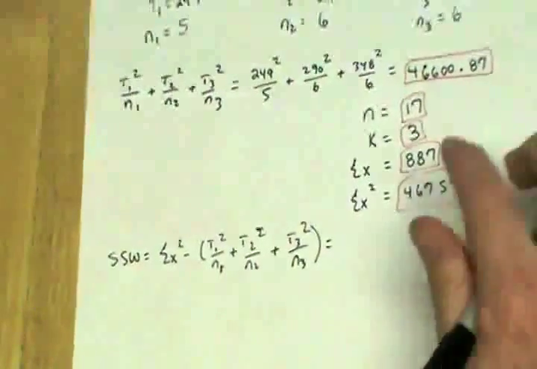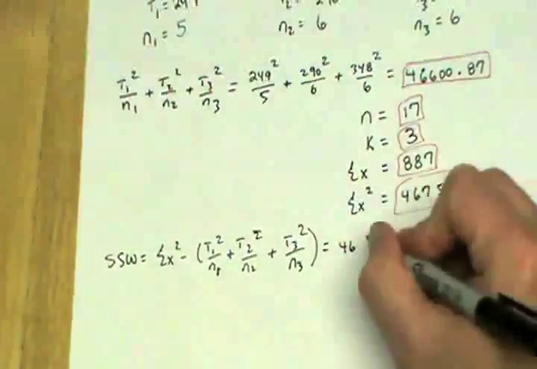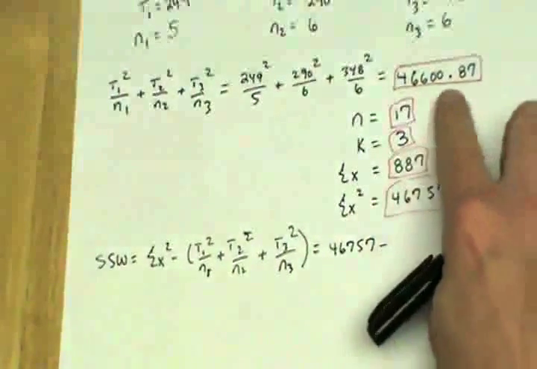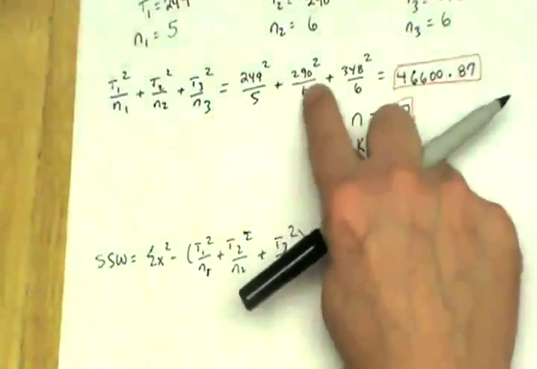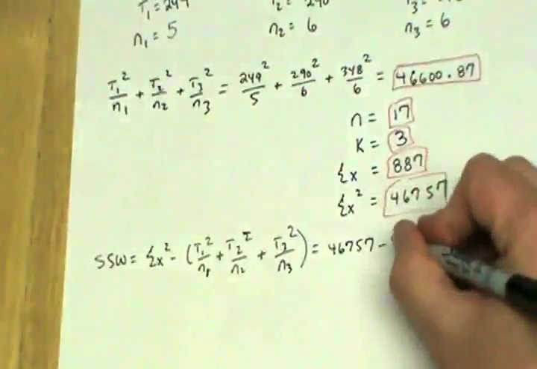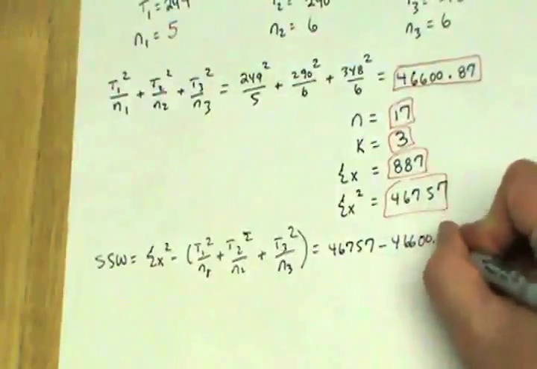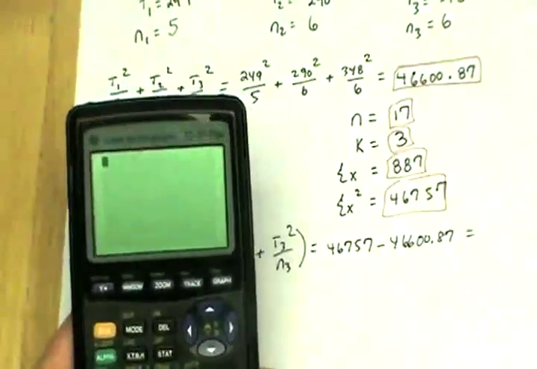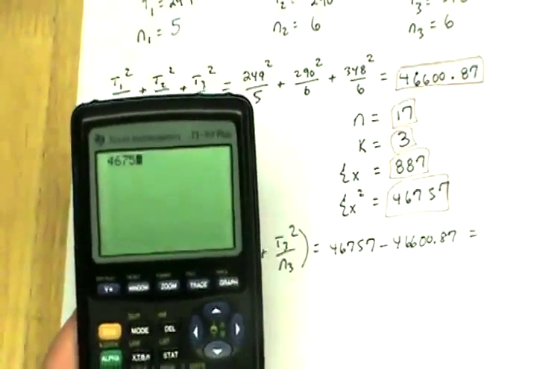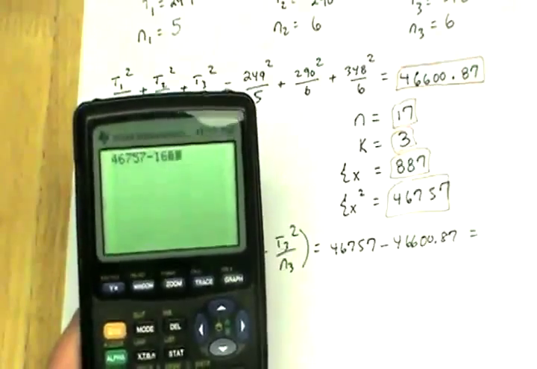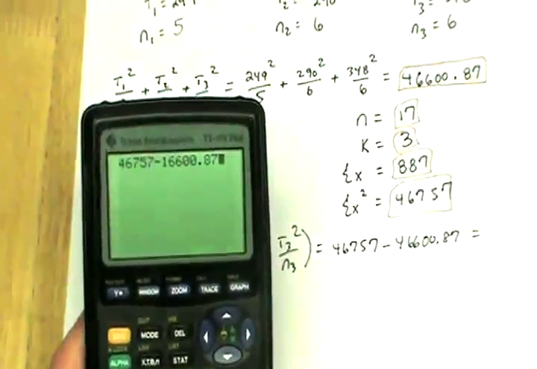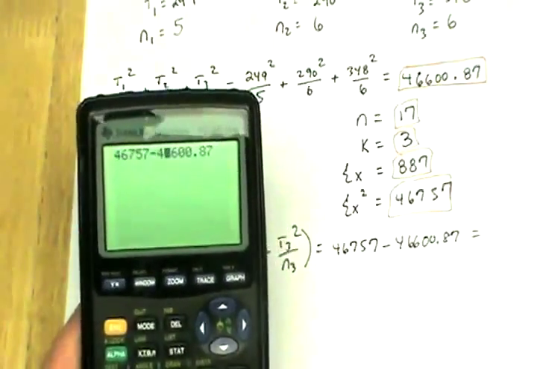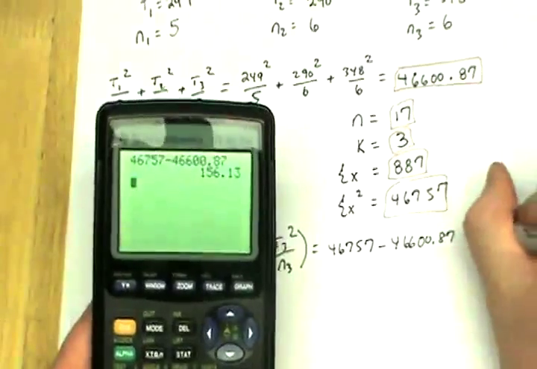So the summation of x squared is 46757. And we're going to subtract the t1 squared over n1, 2 and 3. That's 46600.87. Okay, so on our calculator, 46757 minus 46600.87. There we go. Okay, 156.13.